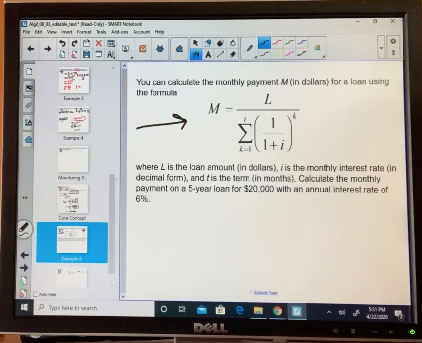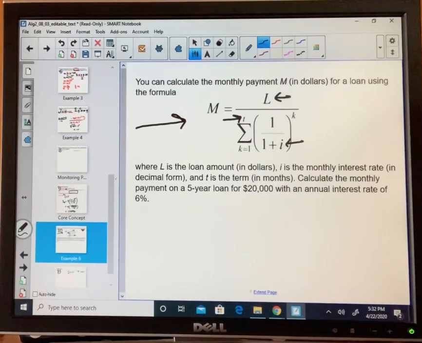So if I have a loan with an amount L, so this would be my loan amount. The monthly interest rate is I, and again, it says in decimal form. T is the term, so how long do you want to have to pay it off? And K is like your N, right?